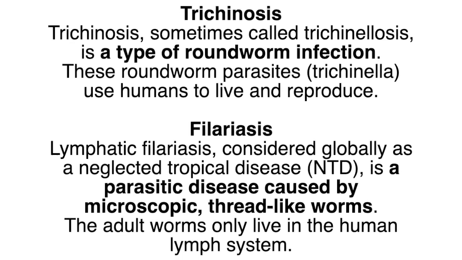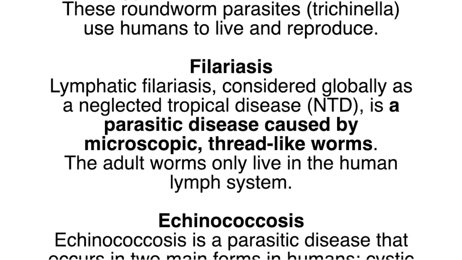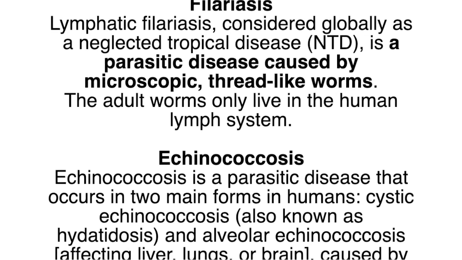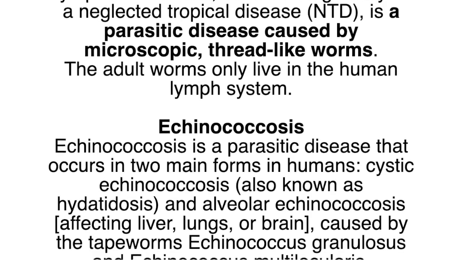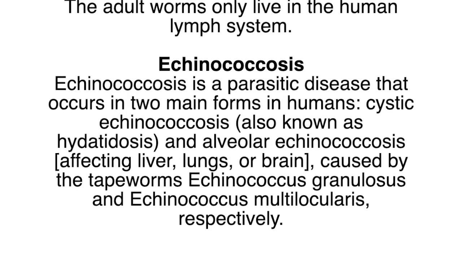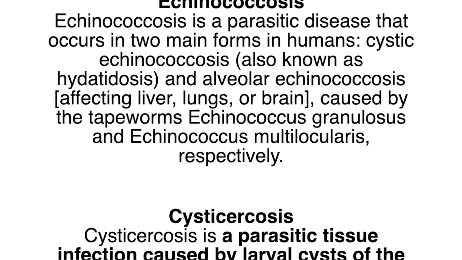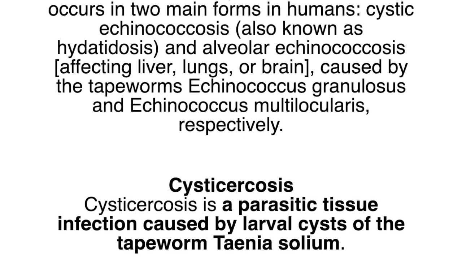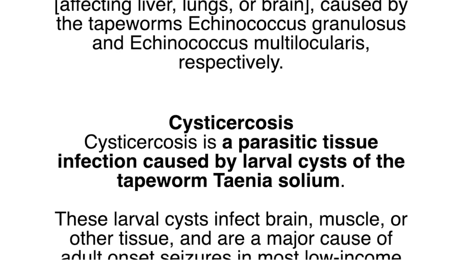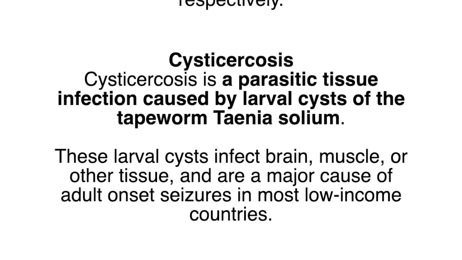Filariasis. Lymphatic filariasis, considered globally as a neglected tropical disease, NTD, is a parasitic disease caused by microscopic thread-like worms. The adult worms only live in the human lymph system. Echinococcosis is a parasitic disease that occurs in two main forms in humans: cystic echinococcosis, also known as hydatidosis, and alveolar echinococcosis, affecting liver, lungs, and brain, caused by the tapeworm Echinococcus granulosus and Echinococcus multilocularis, respectively.